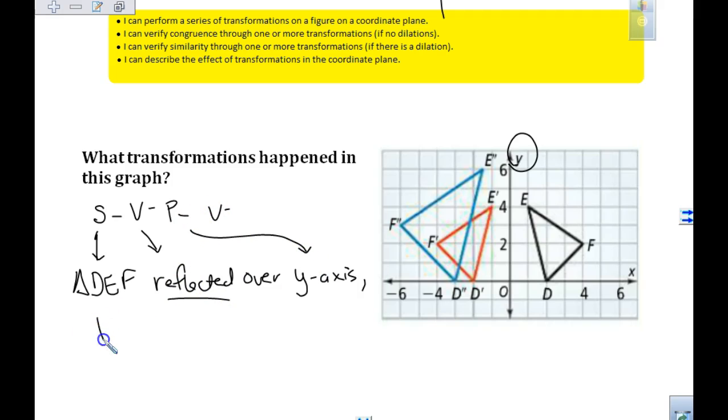Now we want to continue. Then we took, again, we're kind of looking at our subject. Now we're taking triangle D prime, E prime, F prime. Sometimes I don't need you to write this. You could just say then. Then what happened? What did we do from this?